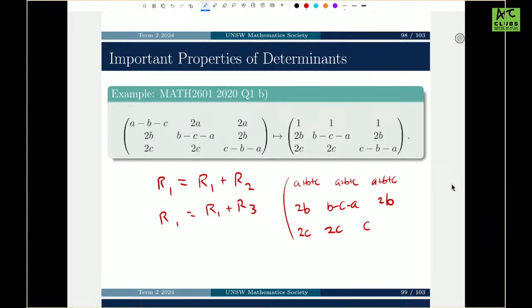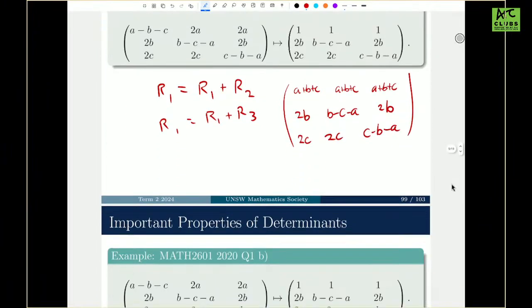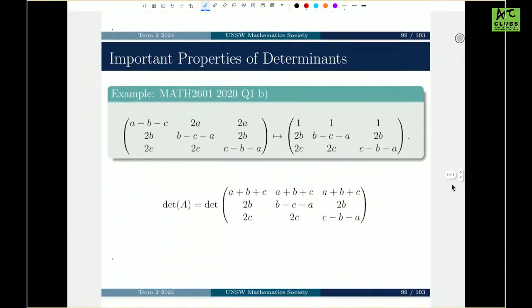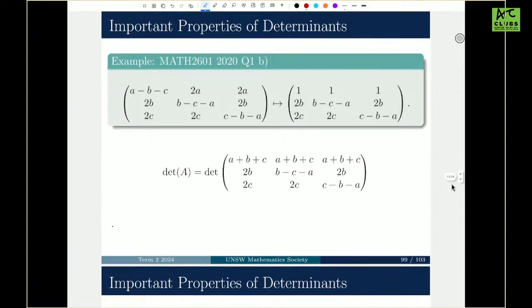So we'll get a matrix that's a little bit like that when you add the second and third rows to the top row. And this is just the matrix B, but we're multiplying the top row by A plus B plus C. Since we multiply a row by some scalar, in this case A plus B plus C can be a scalar because they're all real numbers, we just multiply the determinant by it. So, this is just a bit of working. Nothing too fancy. Yeah, we arrive at this.